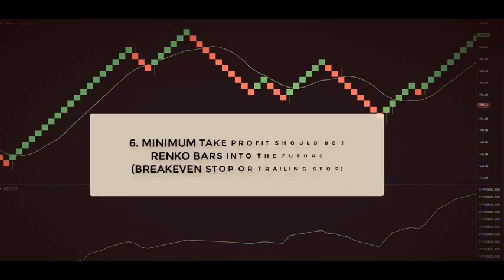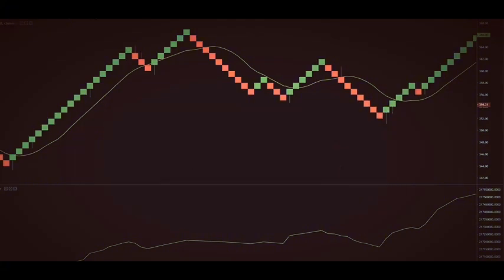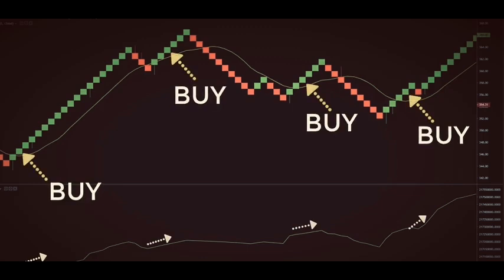Minimum take profit should be 3 Renko bars in the future to cover the spread and the commissions. When the price reaches this target, we can move our stop loss to break even and let the trade ride, or we can use a trailing stop to capture a larger part of the move. In this example, we have 4 valid buy entries, all of them bringing decent returns.